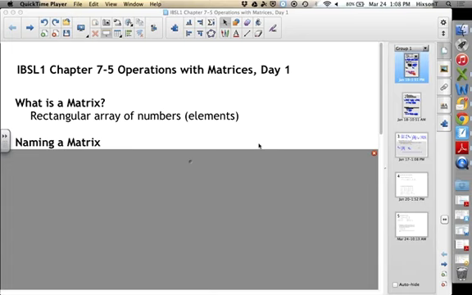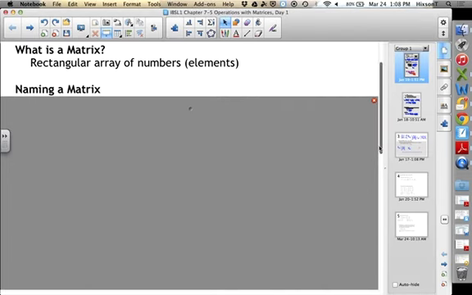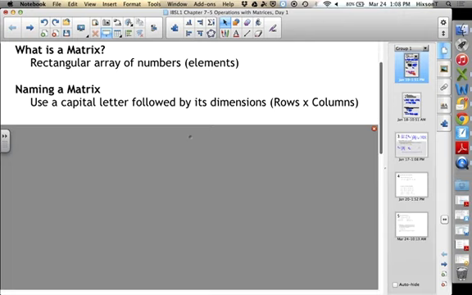Remember, a matrix is simply a rectangular array or arrangement of numbers. And those numbers we call elements. We're going to use that term a little bit more as we talk about the operations. So every number that's in a matrix is called an element. Also, when we name a matrix, remember we're going to name it with a capital letter followed by its dimensions, okay? And we always put the number of rows first and columns second.